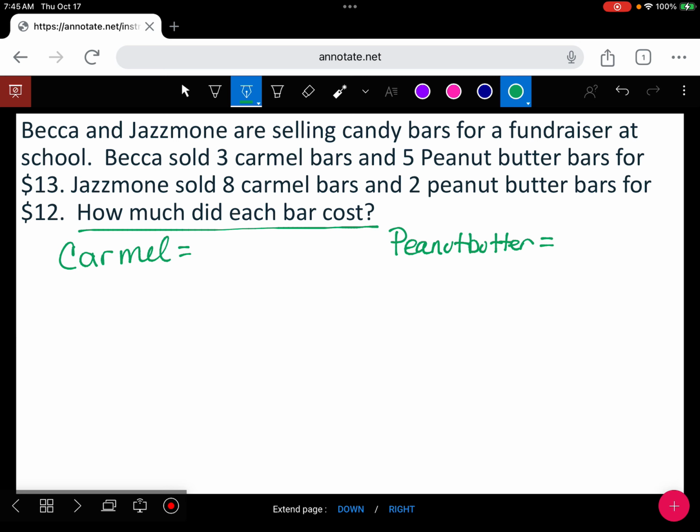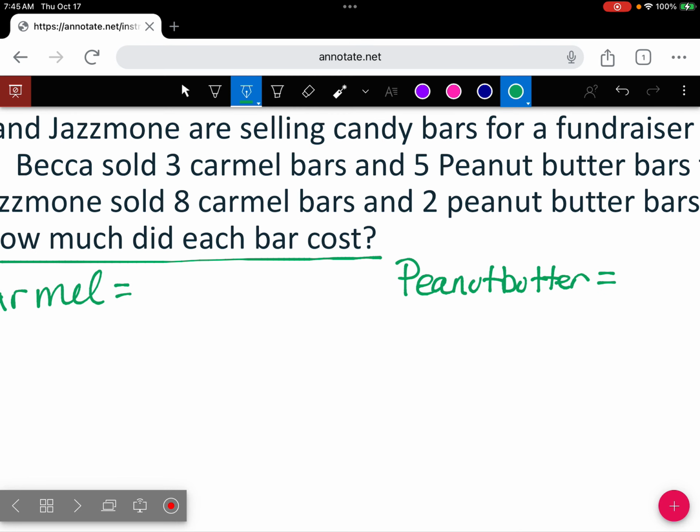So what variables do we want to use? You can use whatever we want. We could use C and P. We could use X and Y. We can use happy face and heart. Like, it genuinely does not matter. What do you want to use as variables? I'm just going to use C and P then.